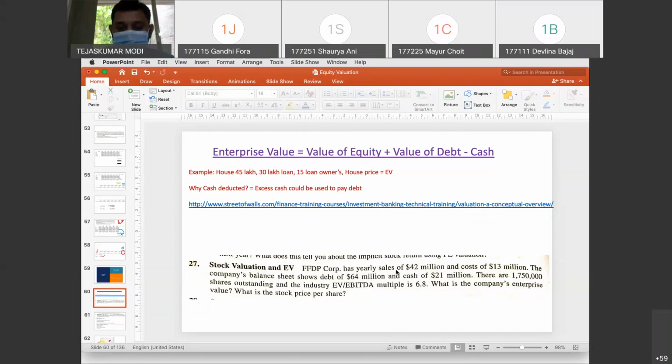Sir, maybe because the company can use the excess cash or the short-term investments that they have, which are highly liquid, for repaying the debt. Great. Good answer, beta. Good answer.